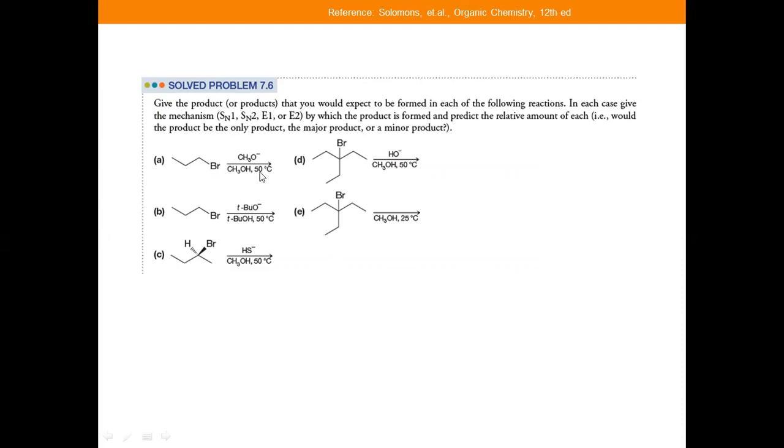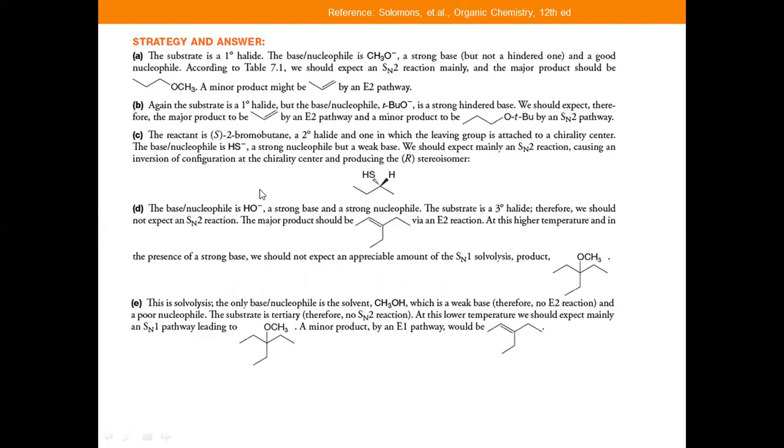Okay, so this one, see the temperature is elevated. This one is at room temperature. And then you look at the substrate, is it primary, secondary, or tertiary? And you look at the base, this is the usual reagent for an elimination reaction. Okay. So letter A, of course, it's an elimination reaction, the major product.